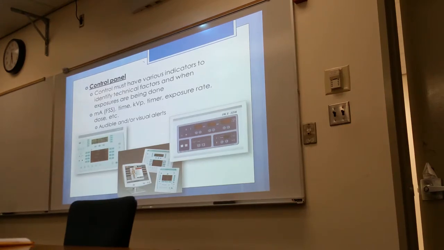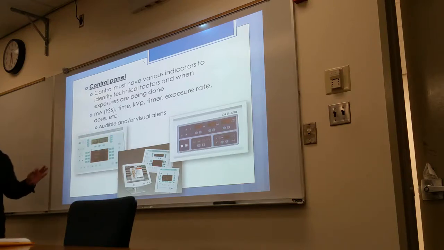Control panel. Control panel must have various indicators to identify technical factors and when exposures are being done. In your control panel, you have the ability to manipulate those technical factors. You got mA. Okay, when you select your mA station, are you not also manipulating your focal spot sizes, small and large? Okay, your time, your kVp, you may also indicate a timer, exposure rate, as well as dose.